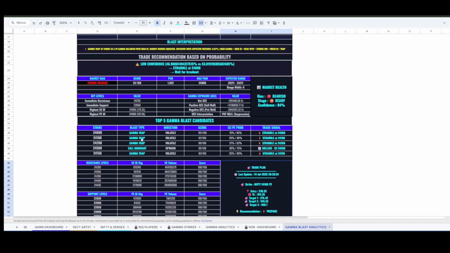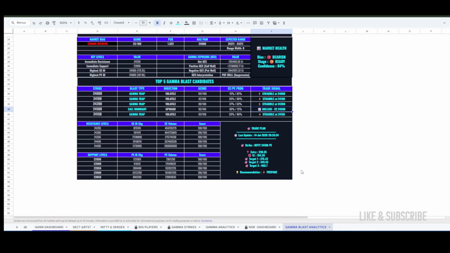So where volatility is there, one side blast is there, one side bullish is there. For example, at 24,000, call dominant is there. Where is the call dominant? Bullish at the 24,500 call option. You can keep an eye on it and prepare for yourself.